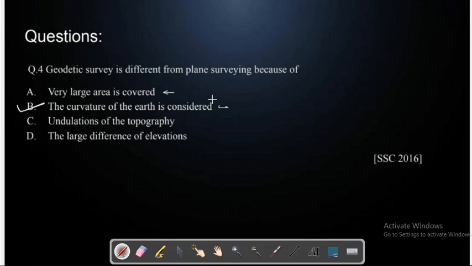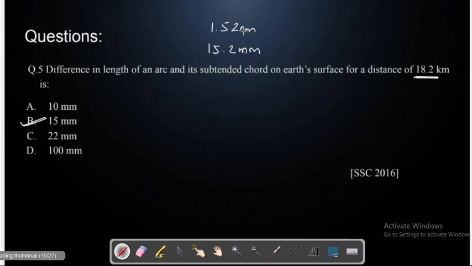Next, how is geodetic surveying different from plane surveying? This question is repeatedly asked in the APSC AEJ exam, as well as SSC exams and some of the state AEJ exams. Obviously, in geodetic surveying we consider the curvature of the earth. So option B is correct.